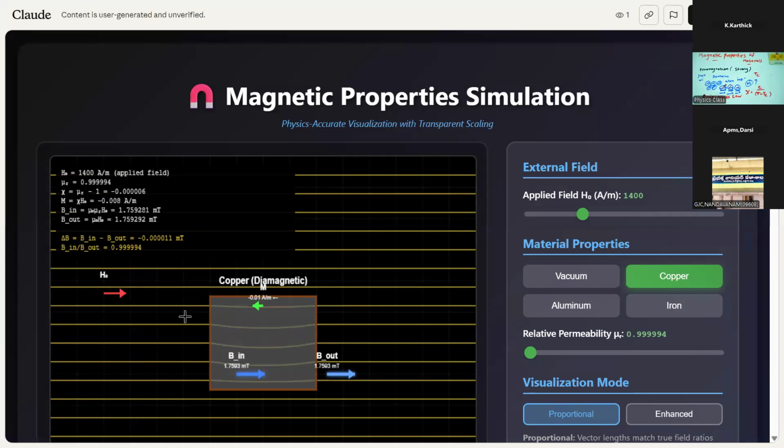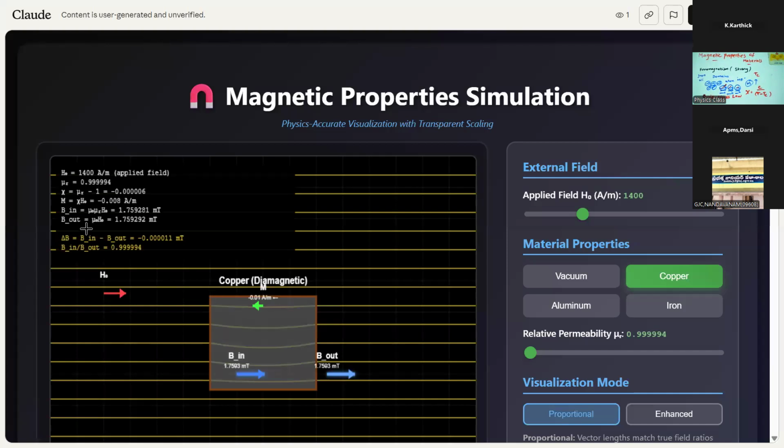First of all, click the copper. Look at that M vector, green, it's pointing left. That is opposite to the applied field. We can say that B naught or H naught, which is opposite to the applied field. The relative permeability mu r is a little less than 1.